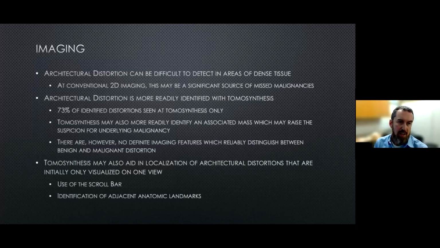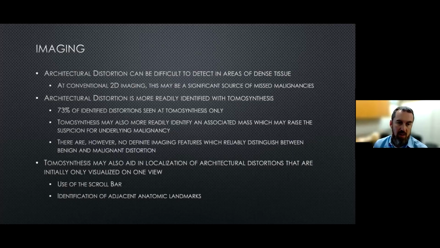On imaging, architectural distortion can be difficult to detect in some areas of dense tissue. On conventional 2D imaging, this may be a significant source of missed malignancies. Of course, if it's a very large area of distortion, it's not hard to miss at all. But distortions are more readily identified with tomosynthesis, and approximately 73% of identified distortions are seen at tomosynthesis only, so not on the SM view and not on the associated 2D view if you're acquiring that separately.